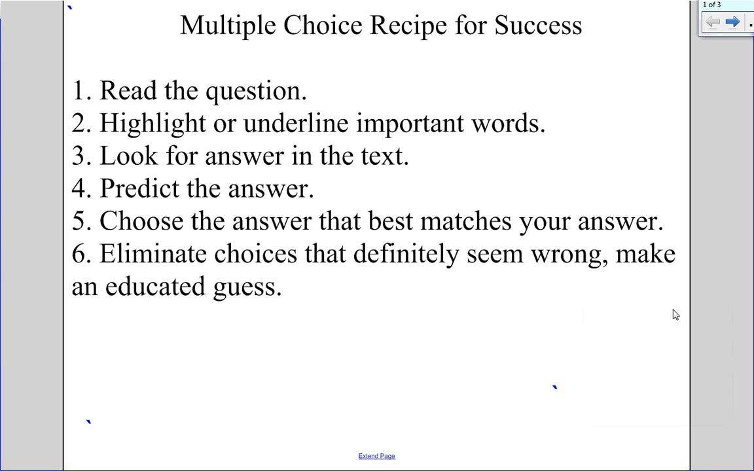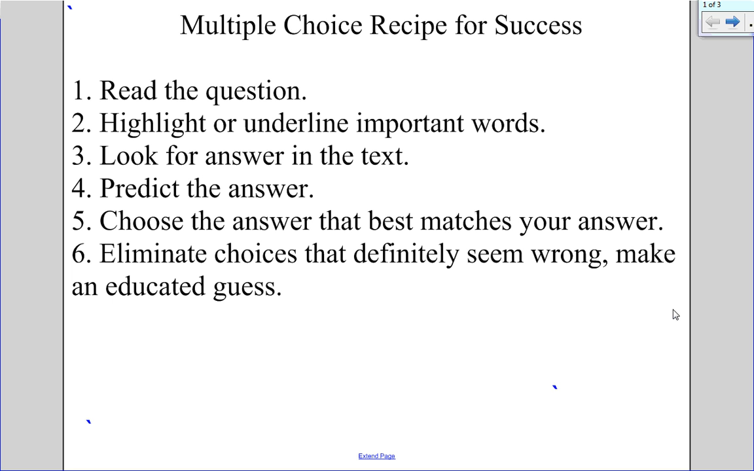This is a mini lesson on how to answer multiple choice questions correctly. On the screen you can see I've put a multiple choice recipe for success. This recipe is made up of 6 strategies that will help you answer any multiple choice question correctly. Let's look over these strategies.